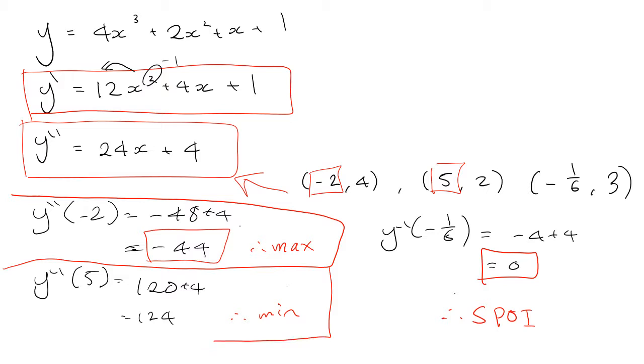You may want to use this one for most cases, but in some questions you might want to use the first method. It depends on the question. Now we'll have a look at some examples. Let's say we have the function y equals x cubed minus 3x squared plus 9x. And the question asks us to find the stationary points and state their nature.